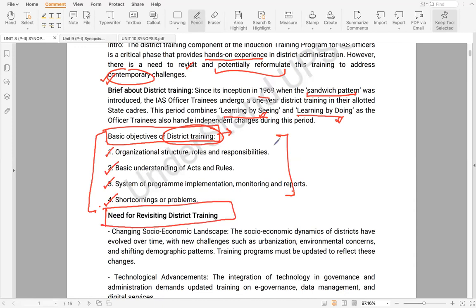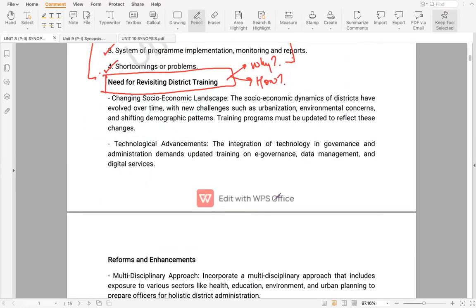In the need, we'll talk about the reasons, or why, and then how, right? This is the main demand, and this is only a 10 marker. So we'll directly start hitting it. The first point that you can talk about on why you need it is the changing socioeconomic landscape. The socioeconomic dynamics of districts have evolved over time with new challenges such as urbanization, environmental concerns, and shifting demographic patterns.